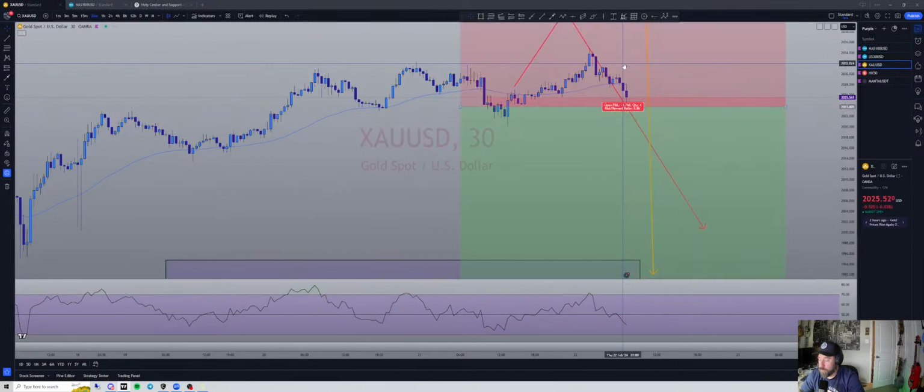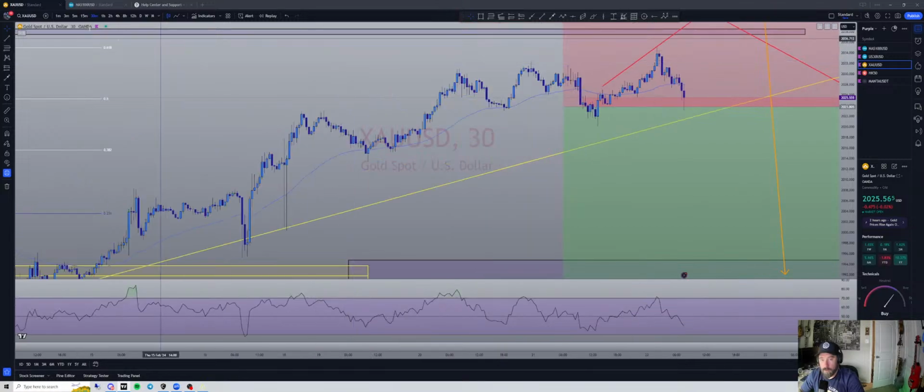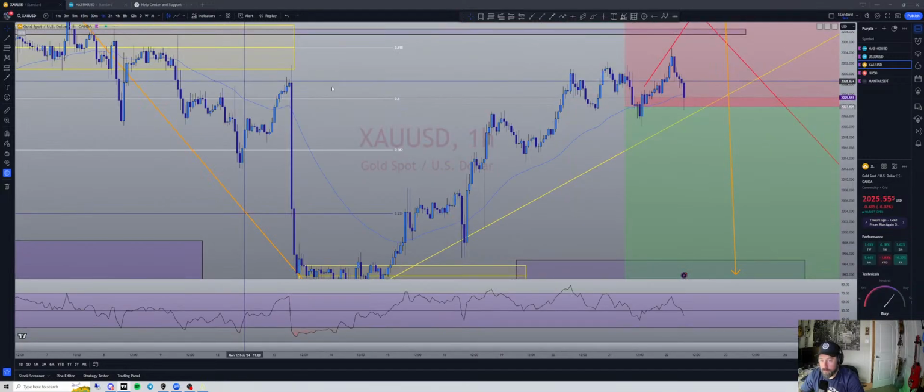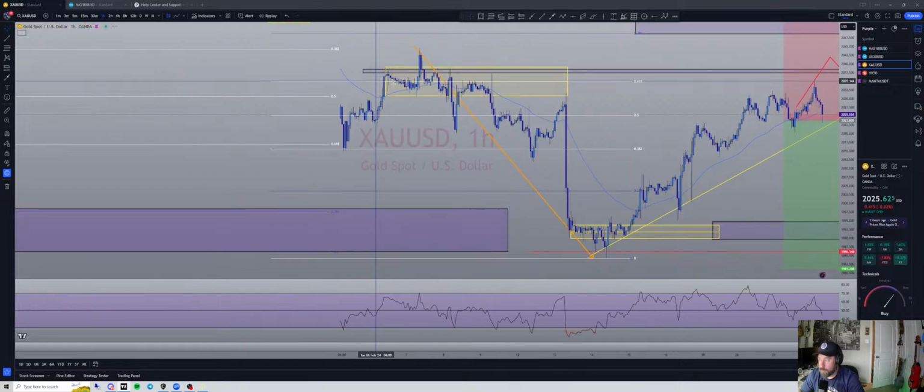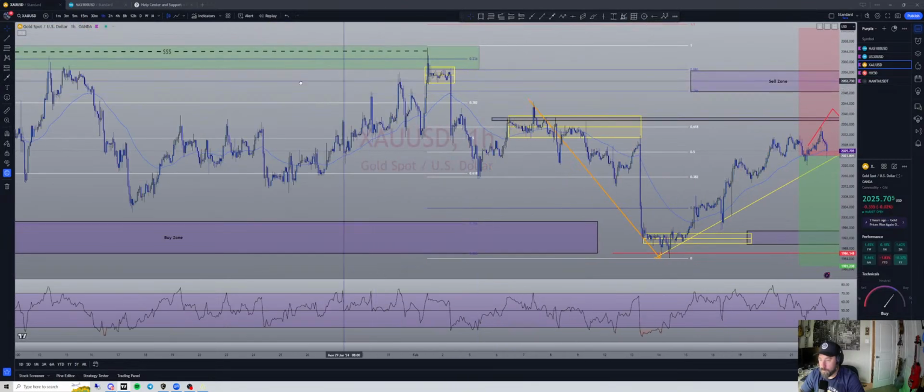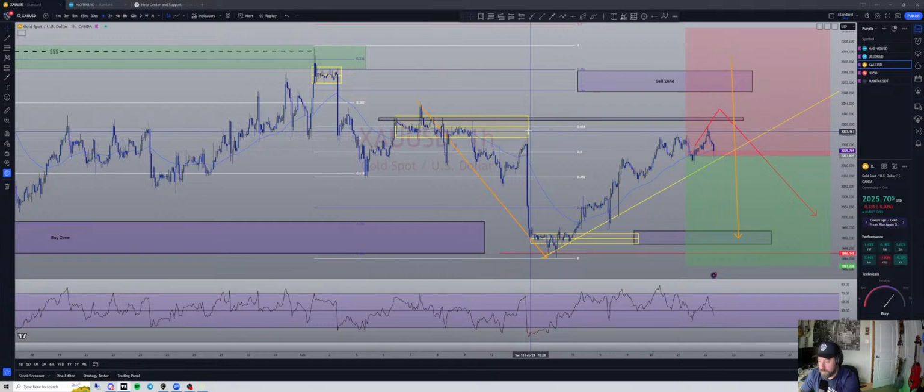Just waiting. But I wanted to break down at least our thinking. Let's go to the Goldie. We haven't talked about Goldie in a while. Okay, so on Goldie, let me delete this. This is an order block. This is what I was showing you guys earlier. This is an order block that led to this sell-off.